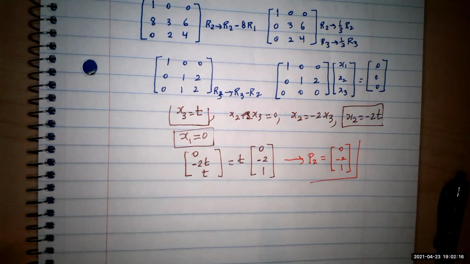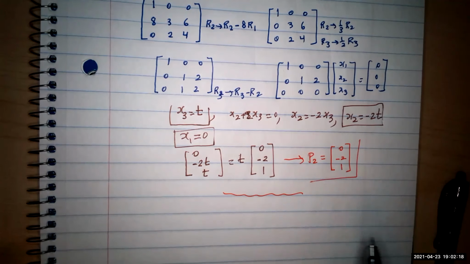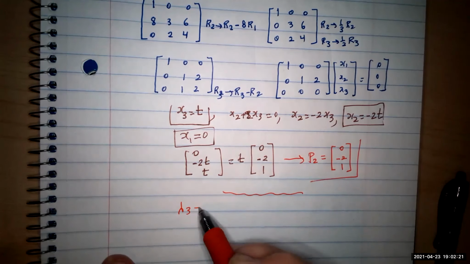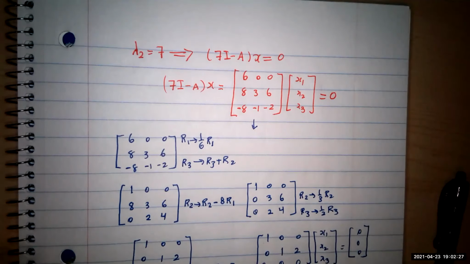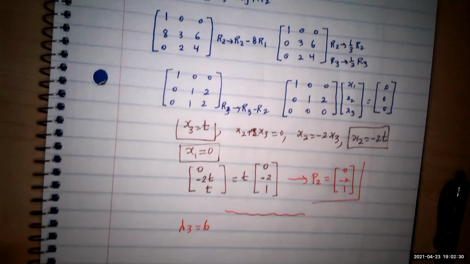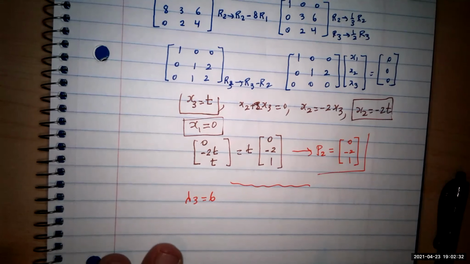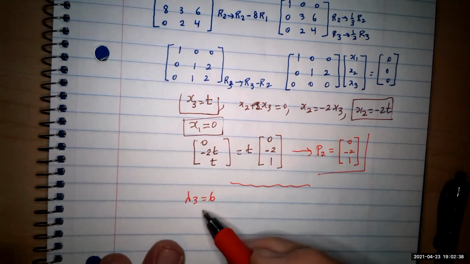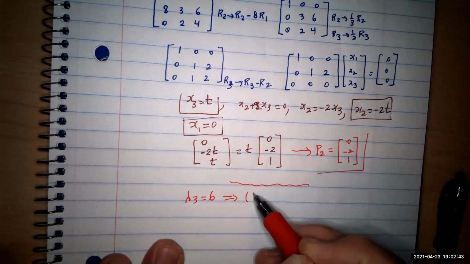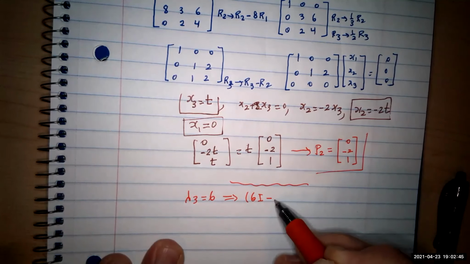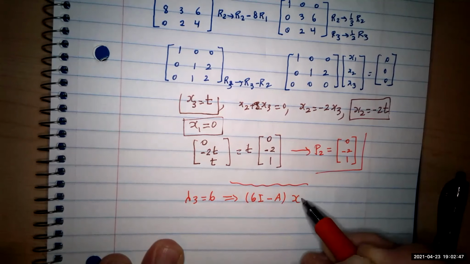Okay, so what we're going to do is again, lambda 3. Lambda 3 is equal to 6. Go back to the original one that we talked about, and substitute the 6 to get your vector. So you have to form lambda 6I minus A times x equal to 0.